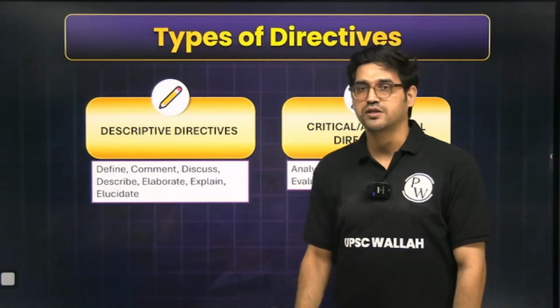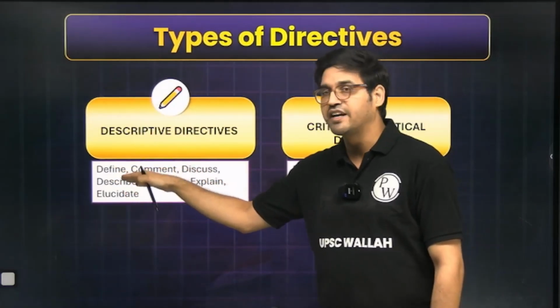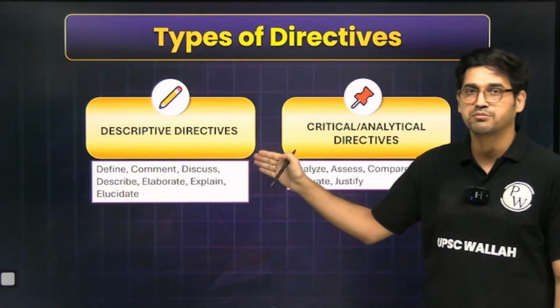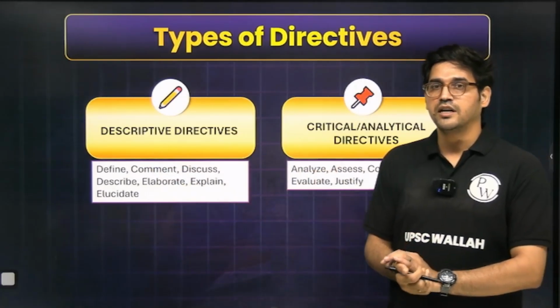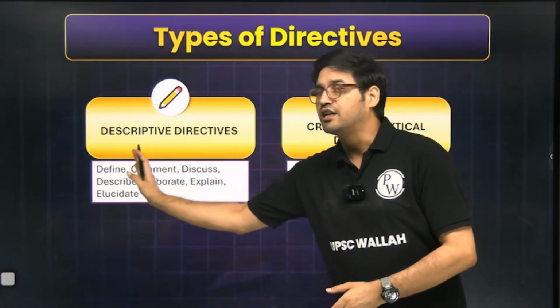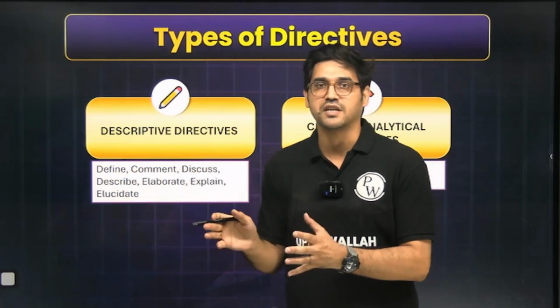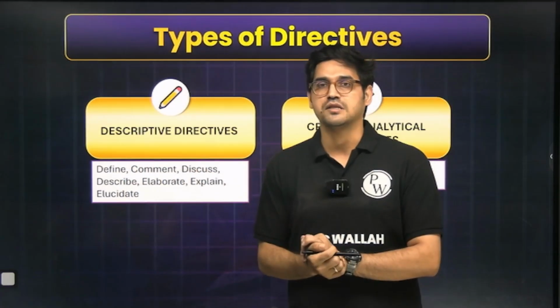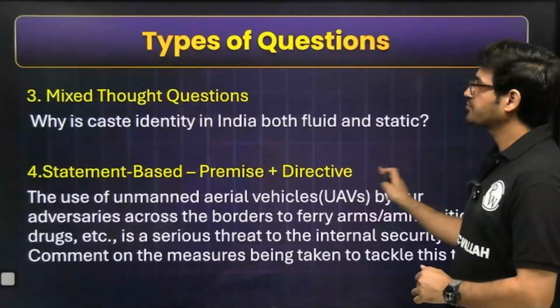Every time you find a question which has a descriptive directive, which is to say where they are asking you to define something, comment on something, describe something, explain something, elaborate on something, elucidate on something, these questions are relatively straightforward. Here, the semantics behind each of these directives, as to what comment means compared to describe, is not going to change your answer significantly. Now look at this type of a question.